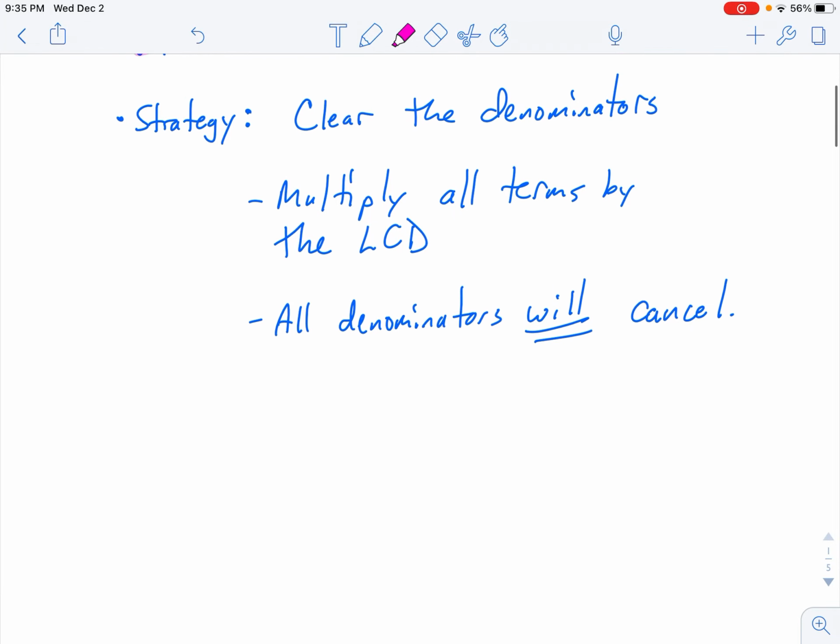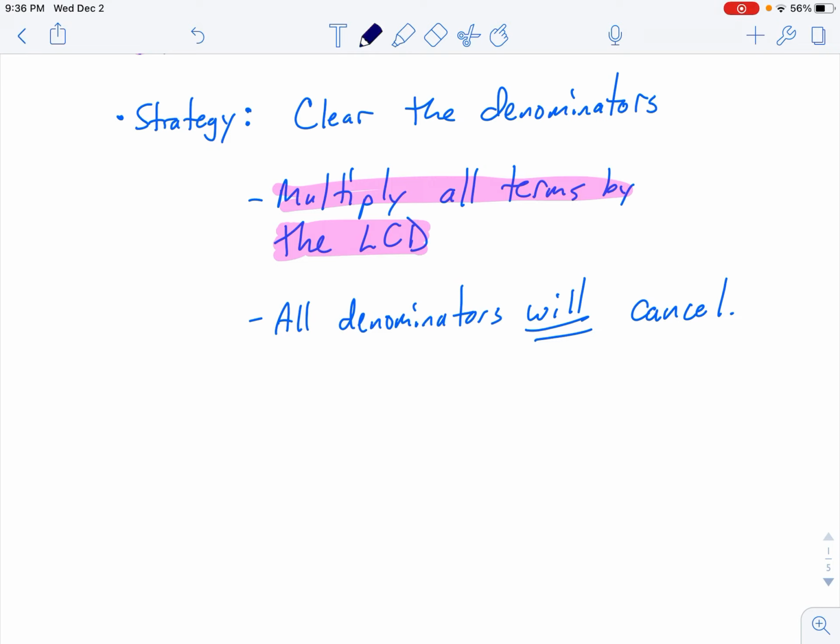I'm going to use a strategy. There's different ways to do this. I'm going to use a strategy called clearing the denominators, sometimes referred to as clearing the fractions. Essentially, you multiply all terms in the equation by the lowest common denominator, LCD. Now, like with regular fractions, there's times you generally always want to use the lowest common denominator. There's times where any common denominator will work. That's kind of the case here. I'm always going to go with the LCD, the lowest common denominator. It's usually pretty easy to figure out. Sometimes it can be a challenge.